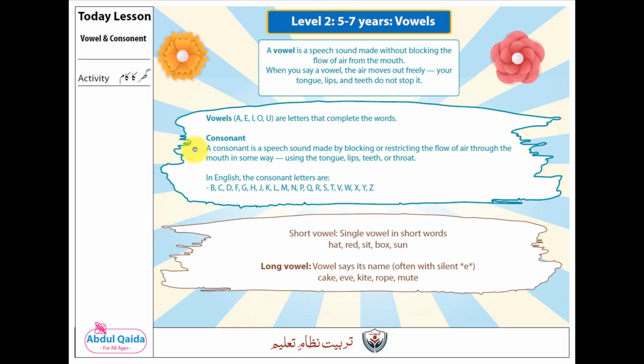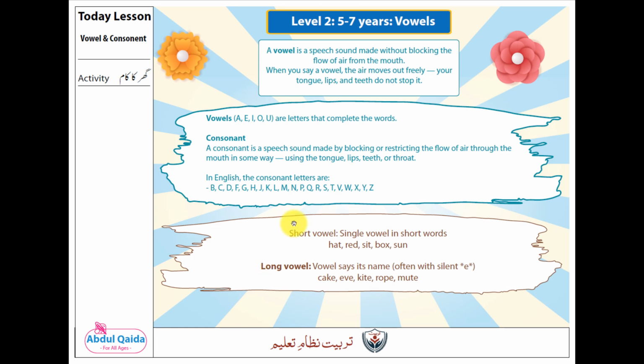while a consonant is a speech sound made by blocking or restricting the flow of air through the mouth in some way, using the tongue, lips, teeth, or throat. In English, all the letters other than A, E, I, O, U are called consonants. There are two types of vowels, short vowel and long vowel.